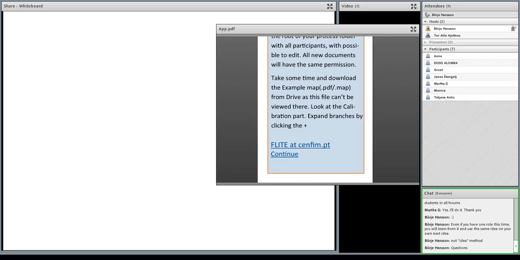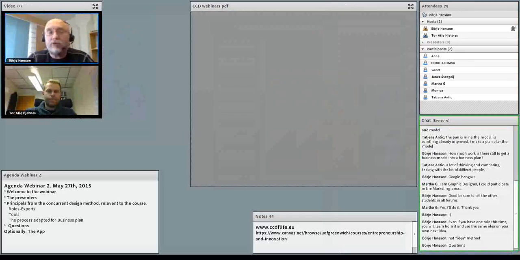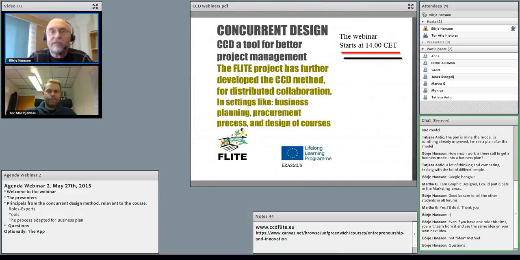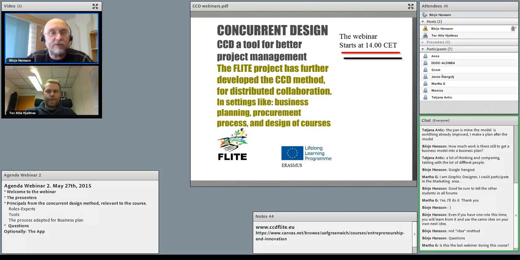Actually, I can use this one now. There you have Flight at Senfim, Portugal. This is the flight web page. So you can use this tool when trying to implement your own sessions. So hopefully it will be a little bit of help to you, because it gives you a structure of the documents and some examples on how to work. But you get it in the course.